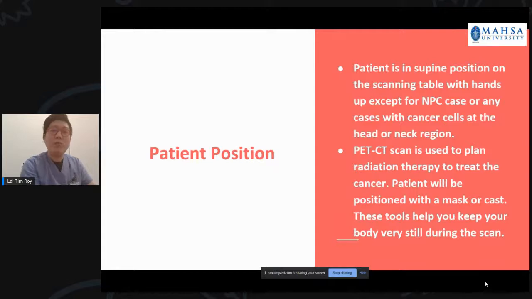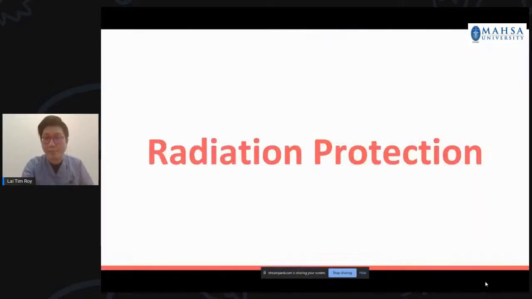PET CT scan is also used to plan radiation therapy to treat cancer. So the patient will be positioned with a mask or a cast. These two help keep the body still during the scan. Sometimes the doctor will request a PET CT simulation, meaning the doctor will use the PET CT scan images for planning the radiotherapy. Then the patient will be scanned together with a mask or a cast covering the affected region, so that the patient will be still throughout the whole scan.